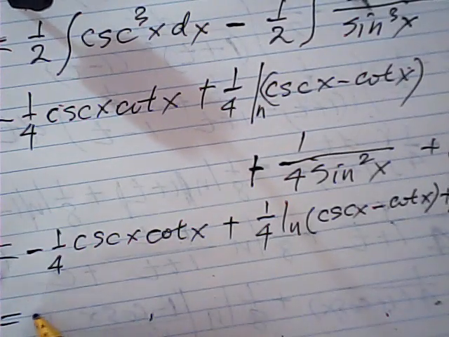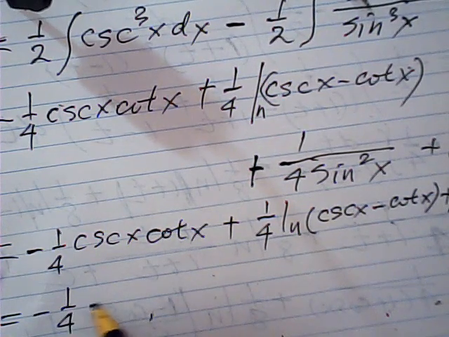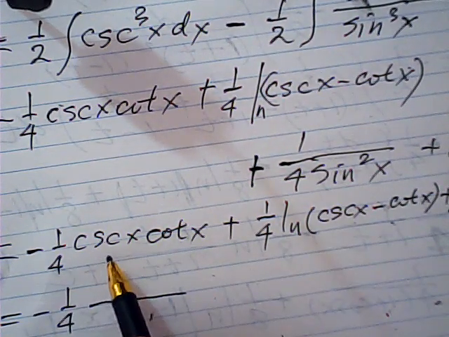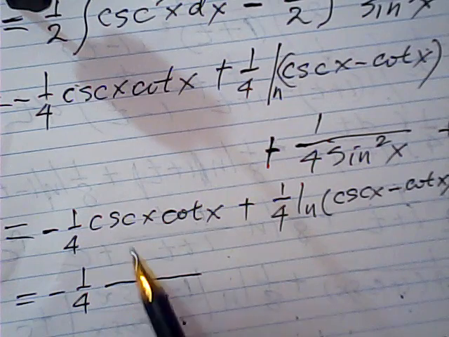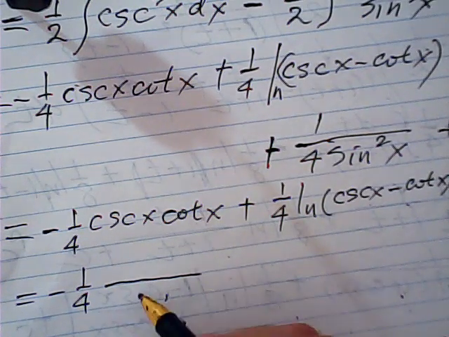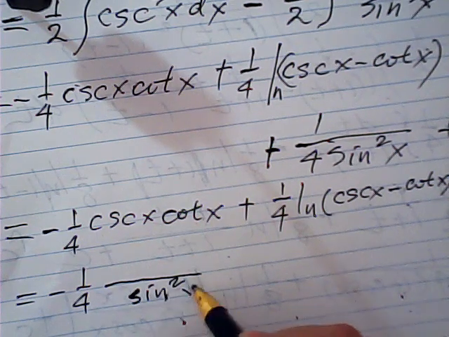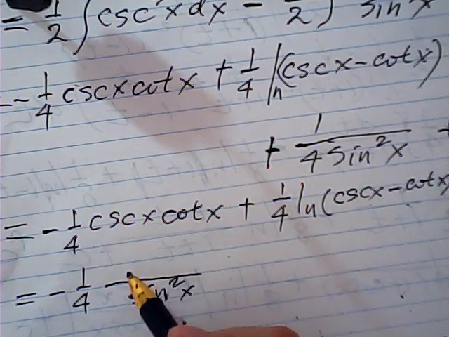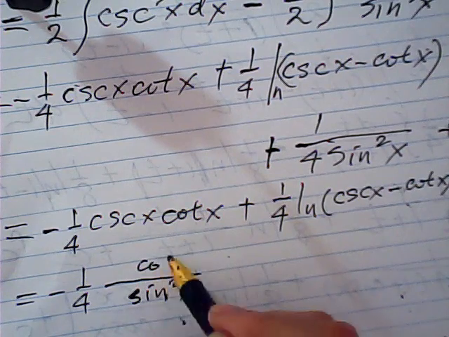And this one is equal to negative 1. This is 1 over sine. This is cosine over sine. So there's a sine square and cosine, right?